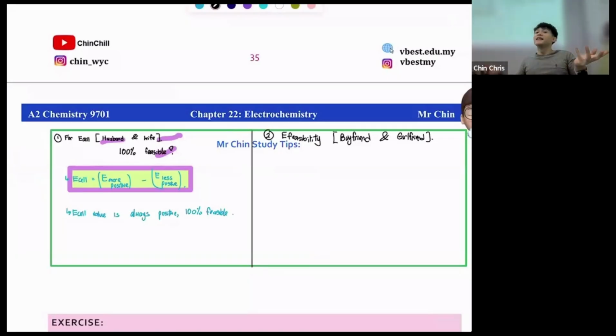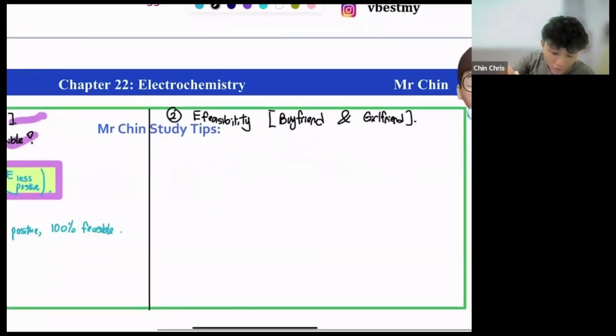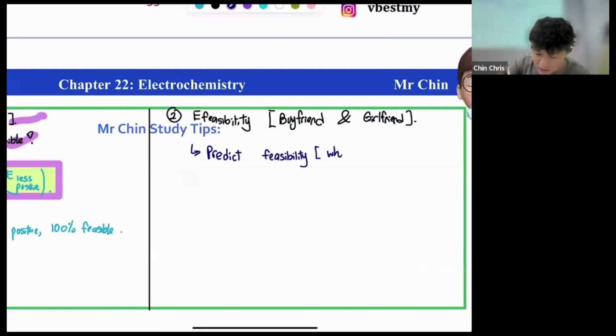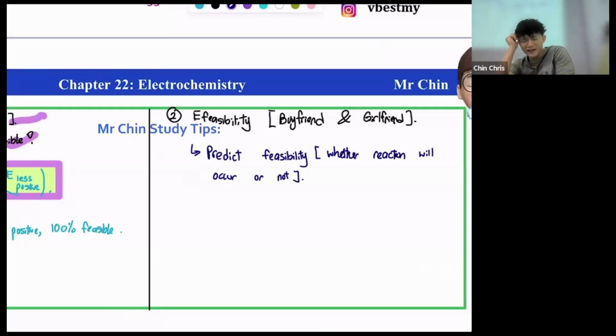Because E sounds negative. So again, for feasibility, you are testing. Remember, you are predicting whether it will happen or not. Some keyword: whether a reaction will happen or not. You yourself are also not so sure. Maybe you are dating this boyfriend now, but you always doubt him, is he gonna be the guy? So this is your E feasibility.